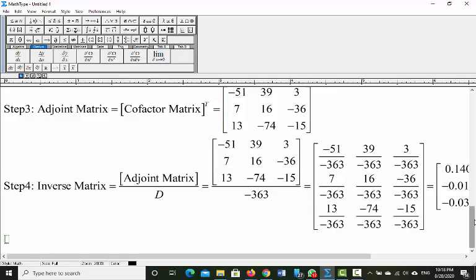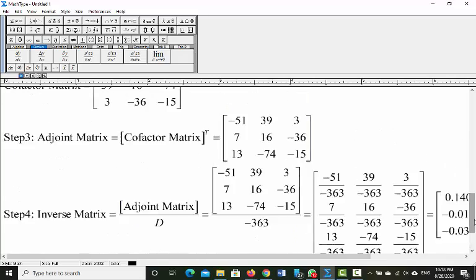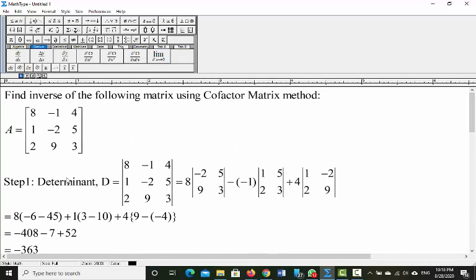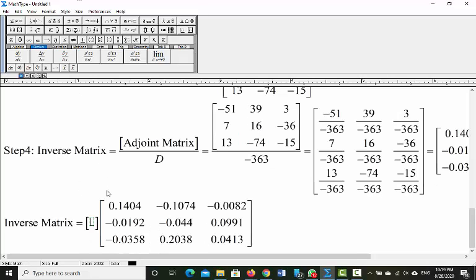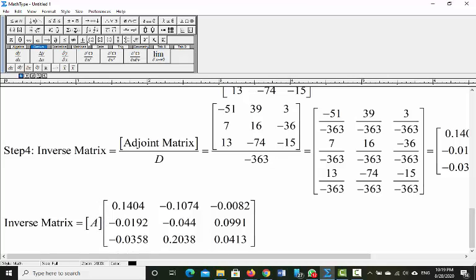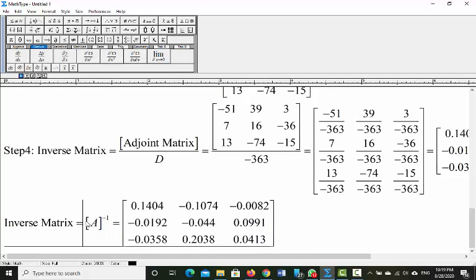That is the inverse matrix. Here the initial matrix was A. This was the initial matrix, and this is the sign of the inverse matrix: the original matrix with power minus 1. So the answer is this one. Right.